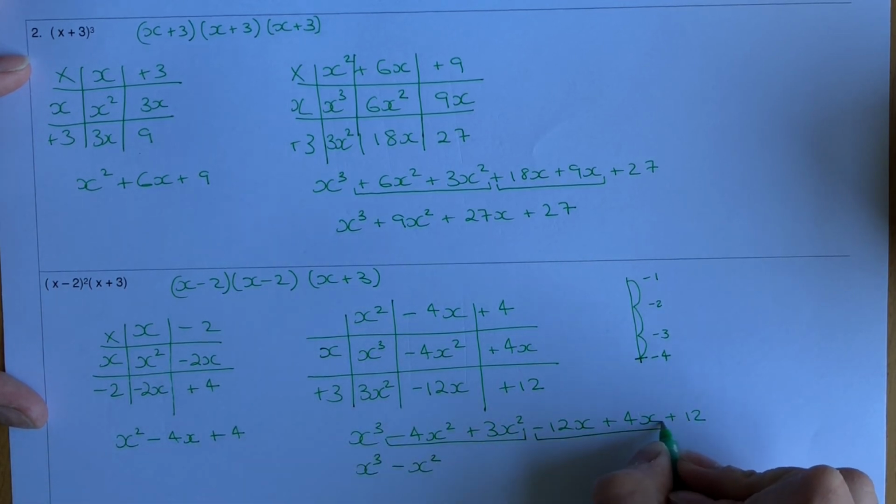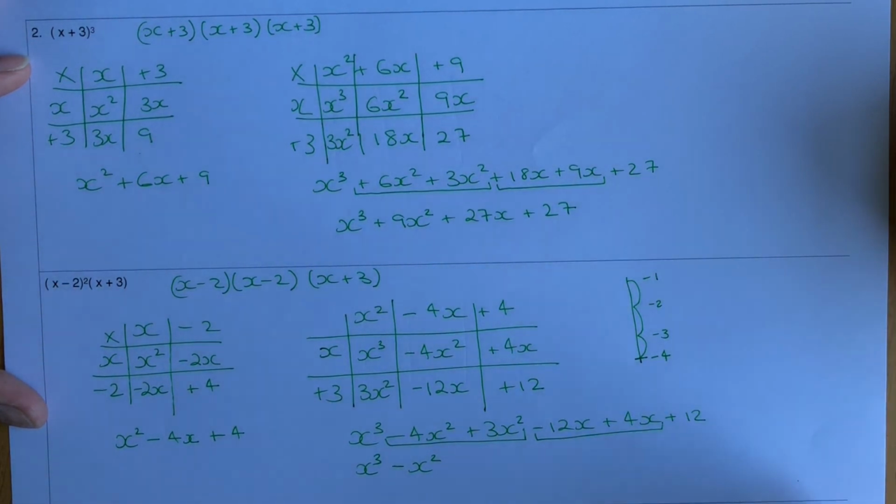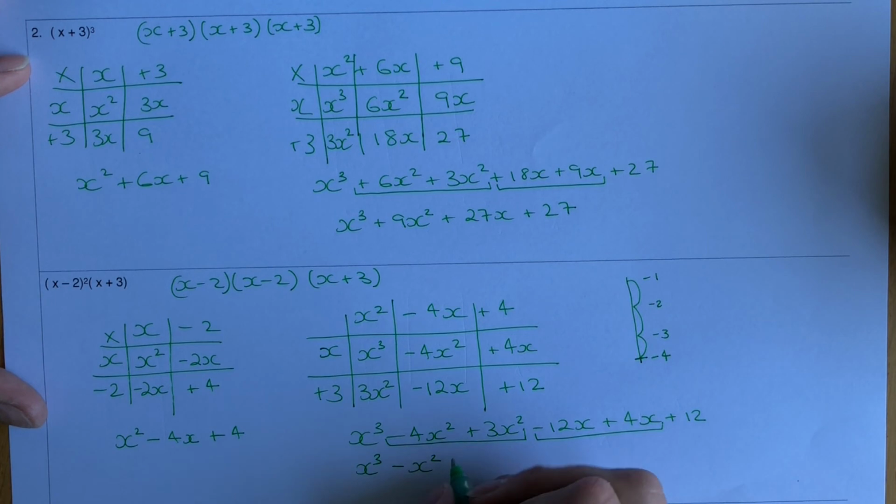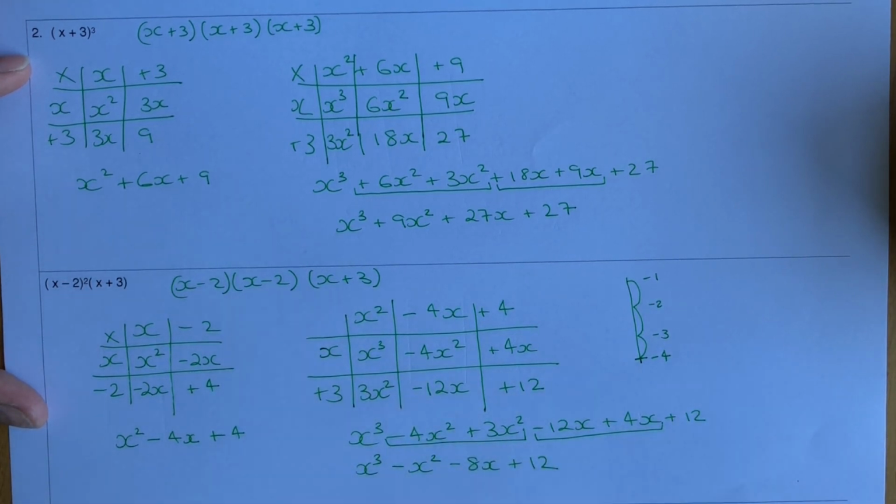Minus 12 add on 4. So if you're not sure, draw a thermometer or a number line. Start at minus 12 and come up 4. It's going to leave you with minus 8x add 12. Okay, so mark your work. Hopefully that's clear, and that is expanding brackets.